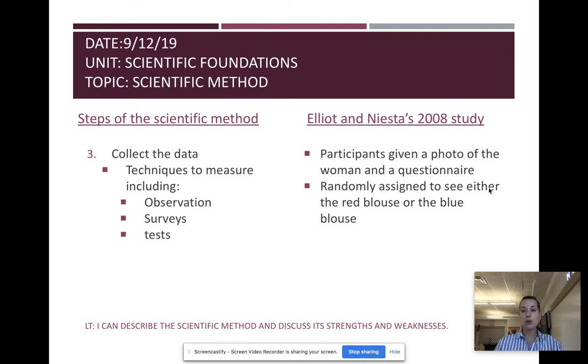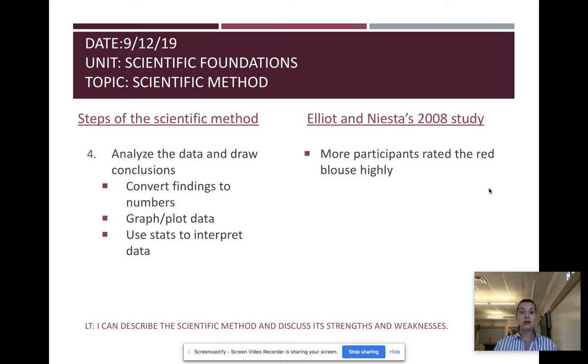So in the study that we're looking at, their procedure was to give the participants a photo of a woman and a questionnaire. And then the participants randomly either saw a woman in a red blouse or a woman in a blue blouse. And it was random. They didn't look at a guy and be like, okay, I'm going to give you blue. They didn't know what was happening. They just gave them the random one, okay? And then they collected the questionnaires from there.